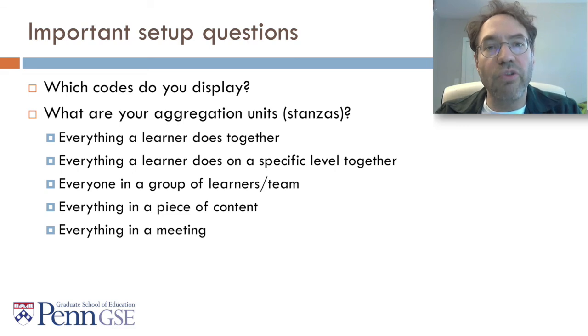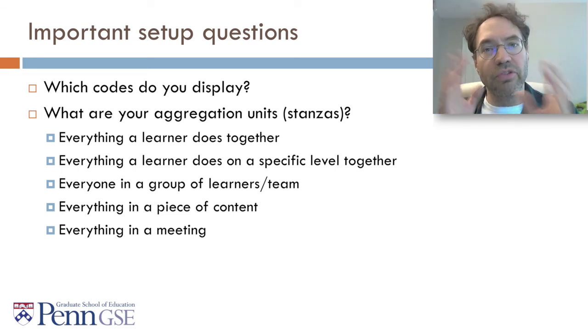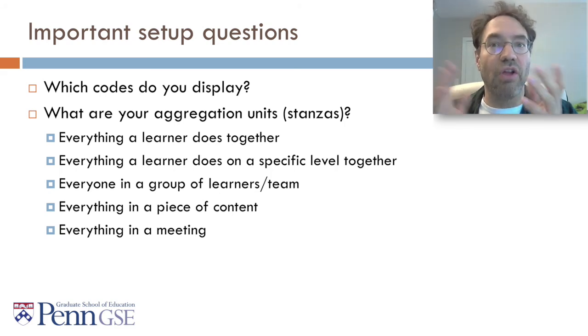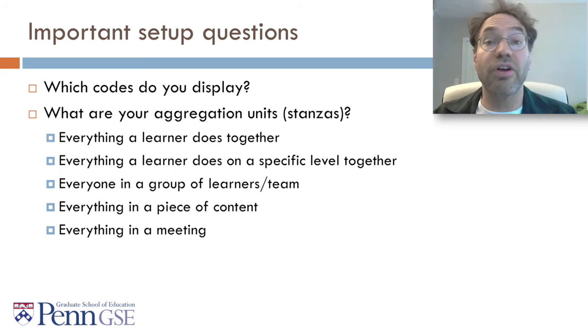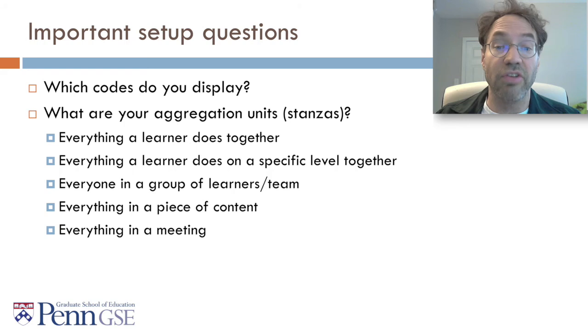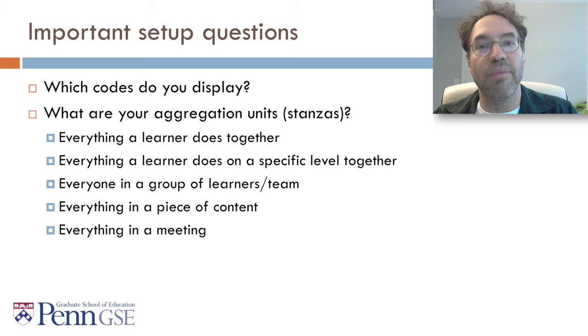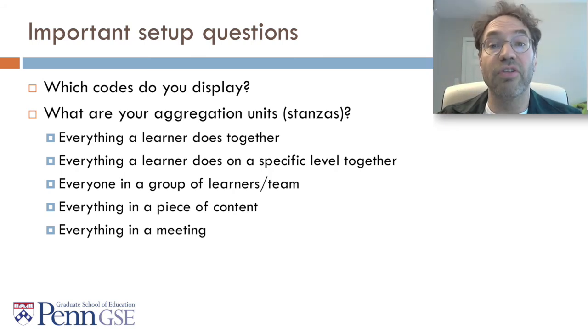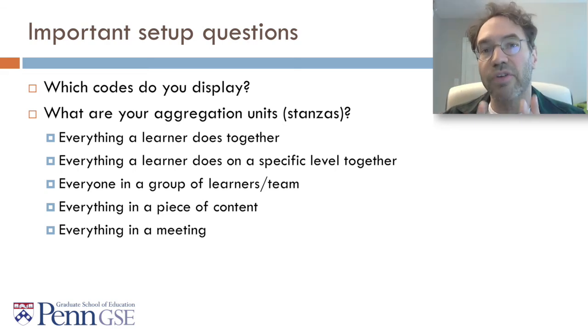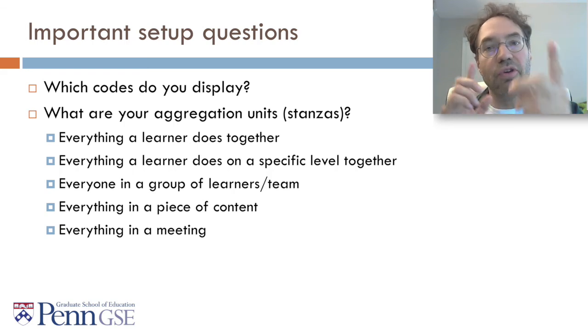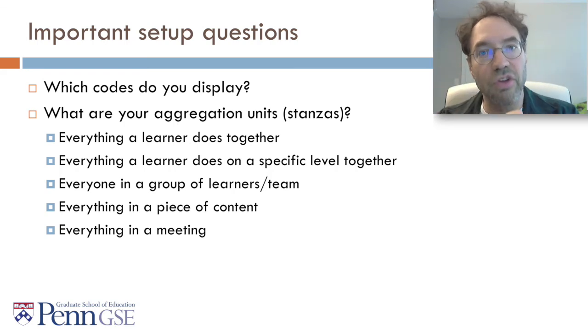Also, you have to ask, what codes do you display? Do you display all your codes at once or pick a subset? That's particularly interesting. What are your aggregation units, called stanzas? Are they just everything a learner does ever? Or might they be everything a learner does in a specific situation or context, like the levels in Karumbaya? Or everybody in a group of learners or a team, like in the Arastapur work? Or everything in a piece of content? Or everything in a meeting, like the Nash work? As you can see, there's a lot of options for how you aggregate your data, and it gives you a completely different interpretability instead of things you can look at.